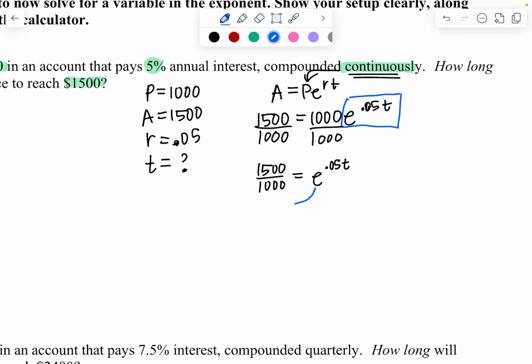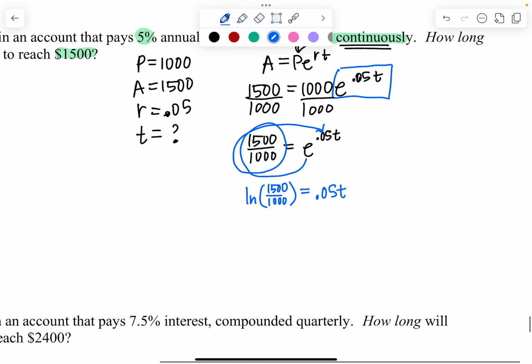And so my base is e, my argument is this fraction, equals 0.05t. Since my base is e, we know we're using natural log of the 1,500 over 1,000. And you could simplify that fraction if you wanted to, equals the 0.05t. And so we're almost done. Our last step is to divide by the 0.05.